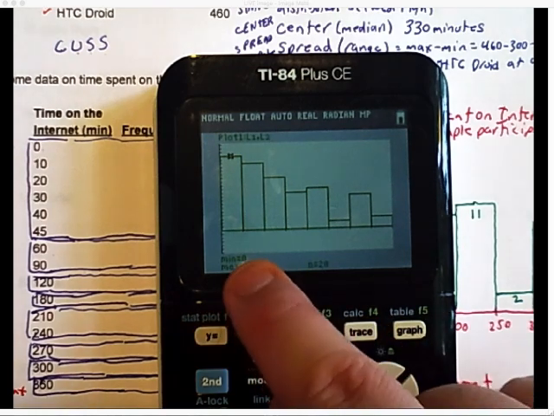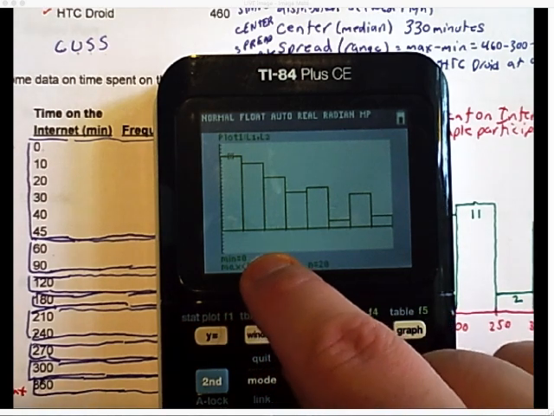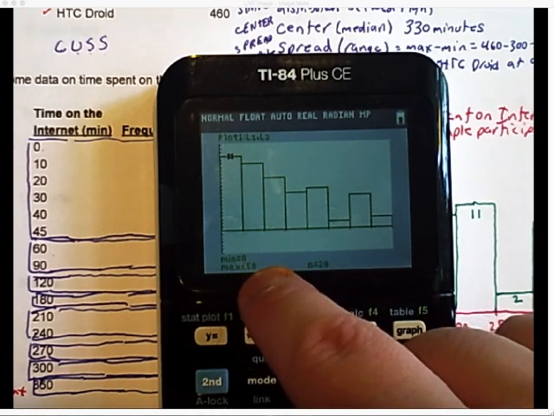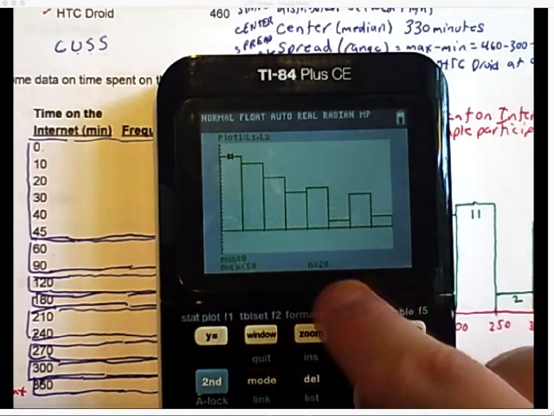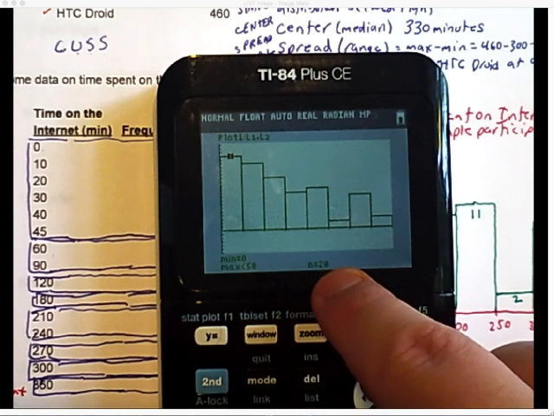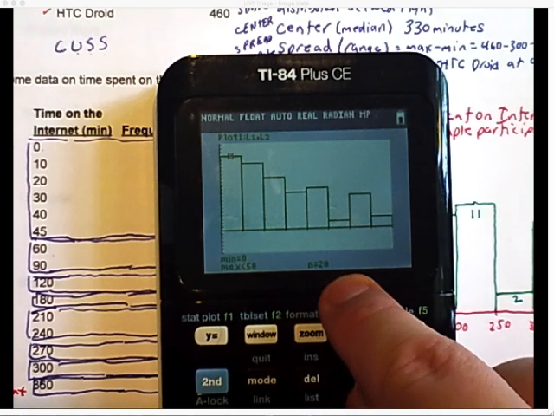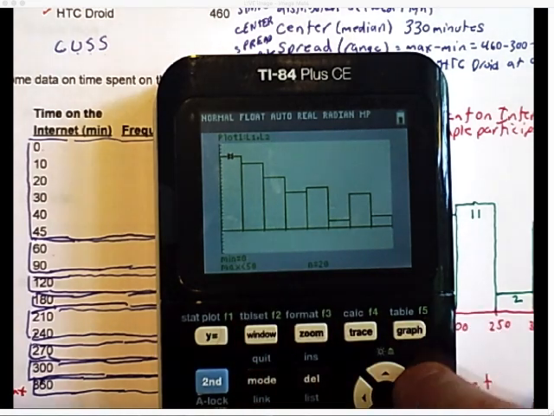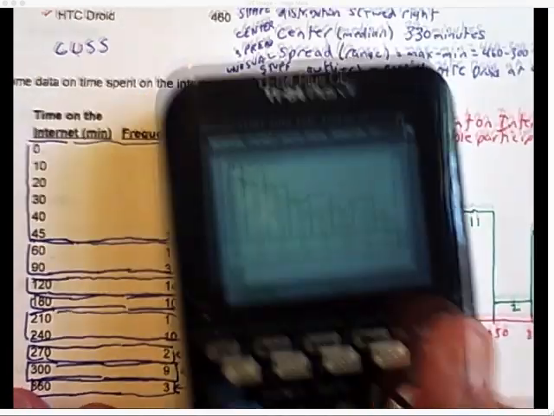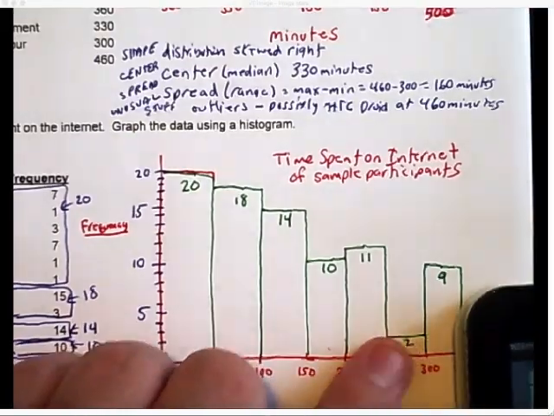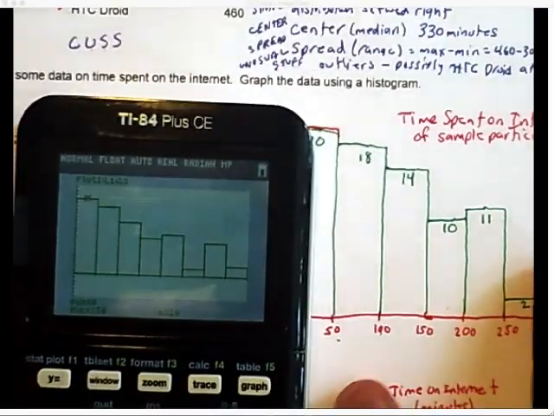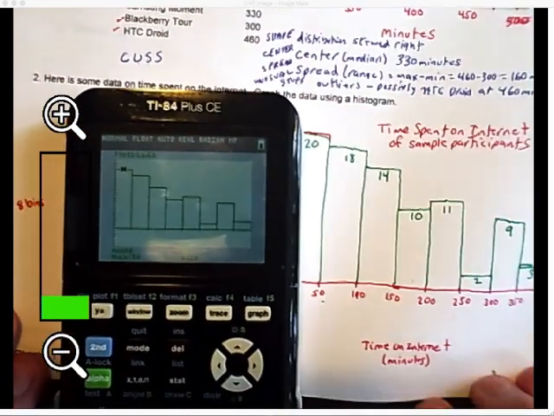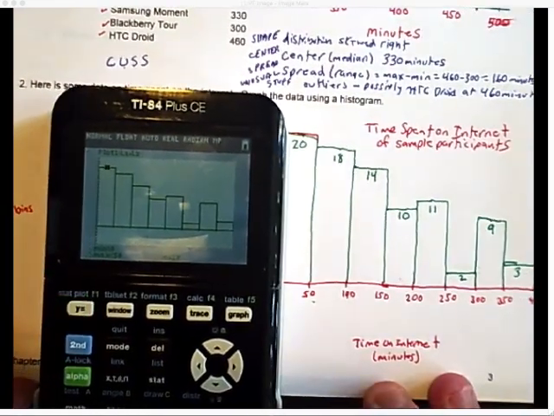Now, if you look at this first bin, it says it's going to take everyone that spent between 0 to less than 50. And then it also tells me how many people meet that criteria. So 20 people spend between 0 and 50 minutes on the internet, not including 50. So now this graph matches my graph exactly. If you look side by side at them, they're exactly the same graphs.